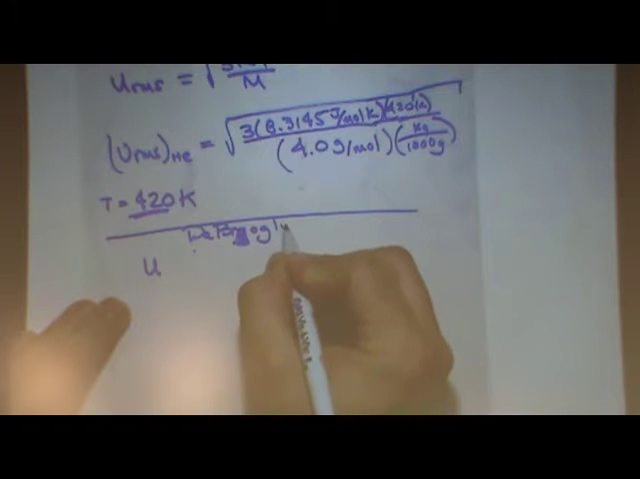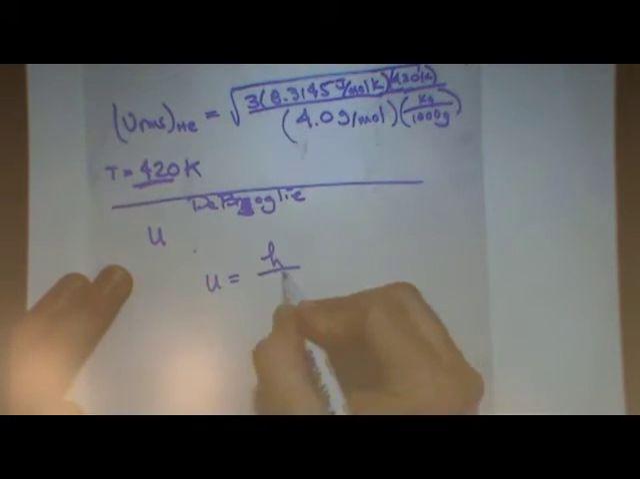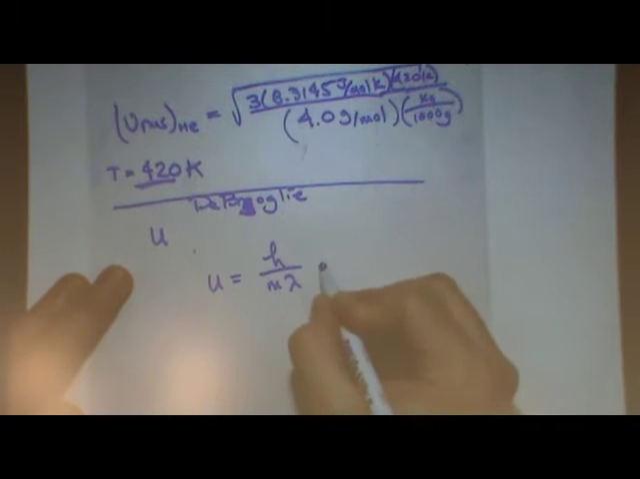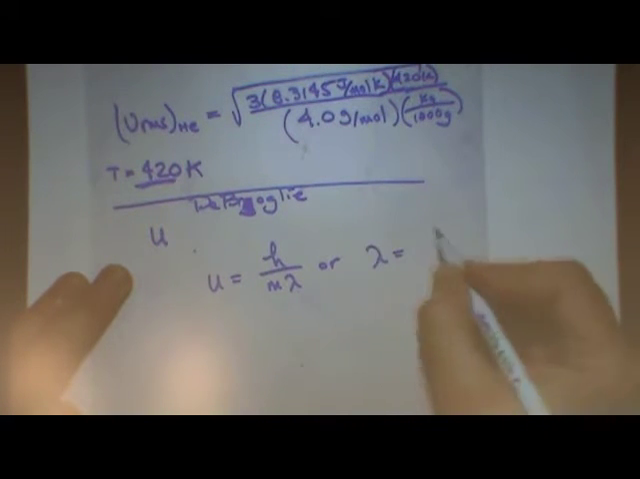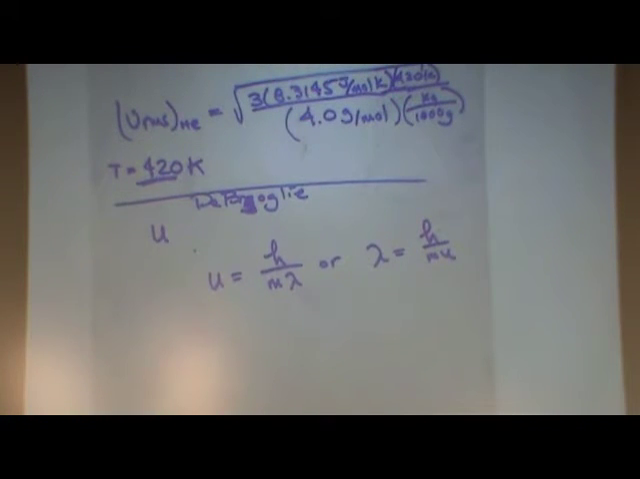De Broglie is u equals h over m lambda, or sometimes you'll solve for lambda. It's h over m u. This is technically an electron chapter, but since it's a velocity, let's talk about it now. It's the same formula. We're either asking for wavelength or velocity, one of those two things. And so the difference between the top one and the bottom one is what you're given.